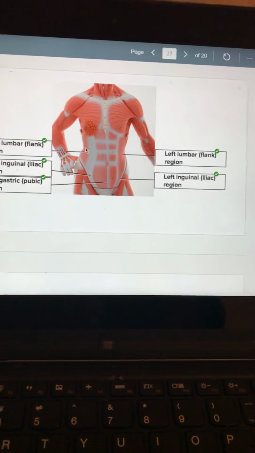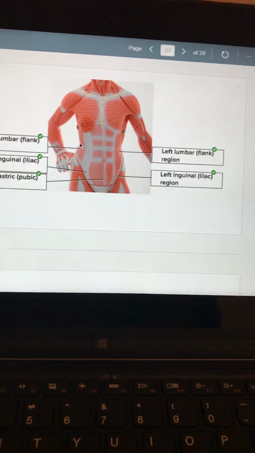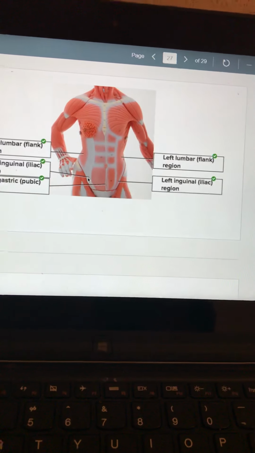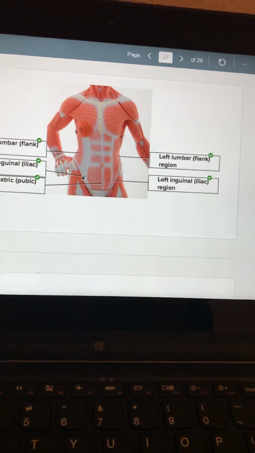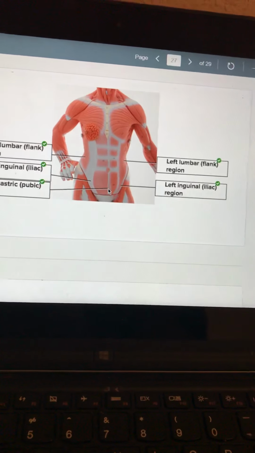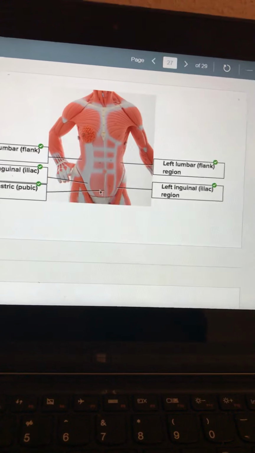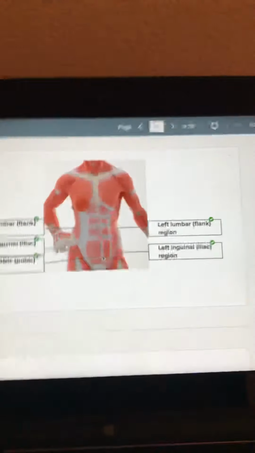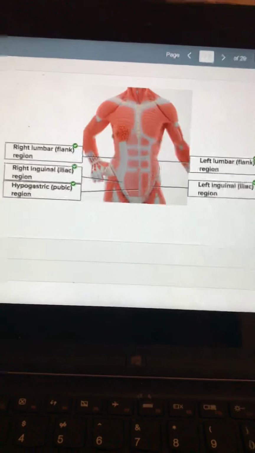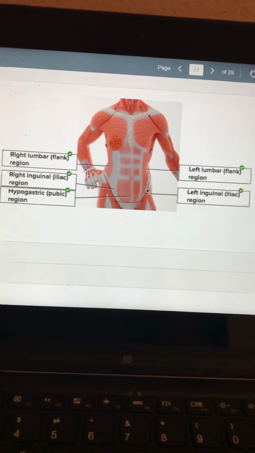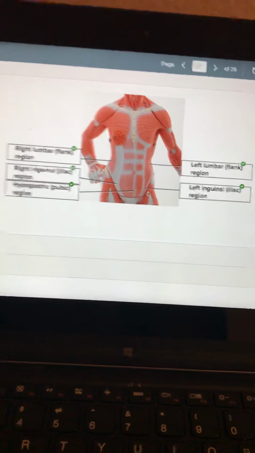Now this location will be the right lumbar flank. Right here, going towards the V-line, would be the right inguinal iliac region. Going more towards this area would be the hypogastric pubic region. Now on this side will be the left lumbar flank region, left inguinal iliac region.